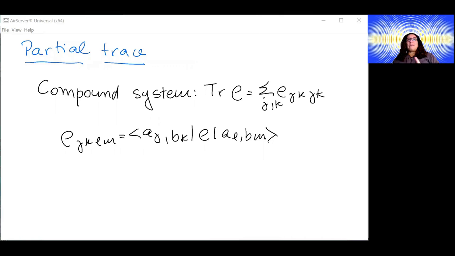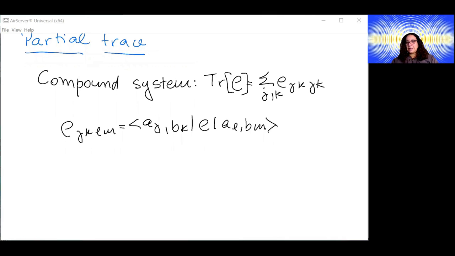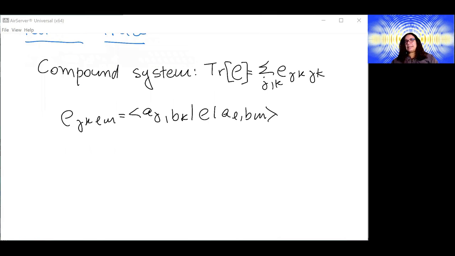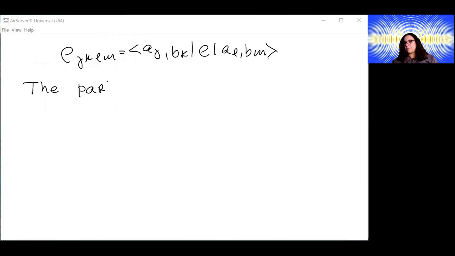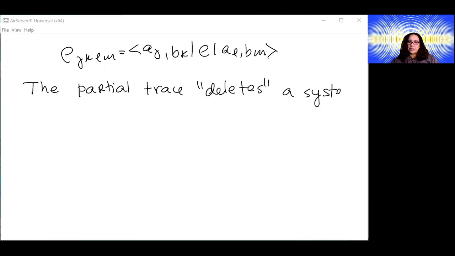Now, the concept of a partial trace is to delete a system from a tensor product compound system. And you're going to get then the reduced state. So the partial trace, and we're going to see right now what this is, deletes a system from a tensor product compound system.